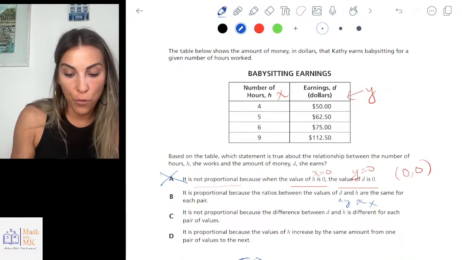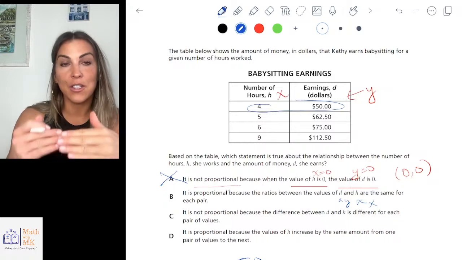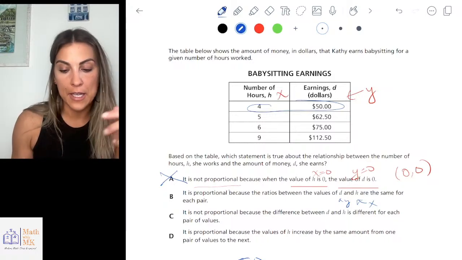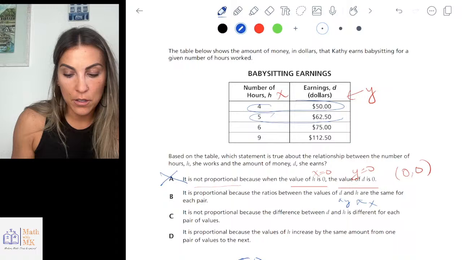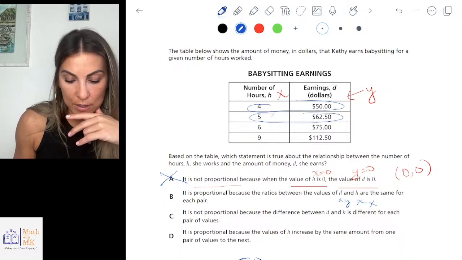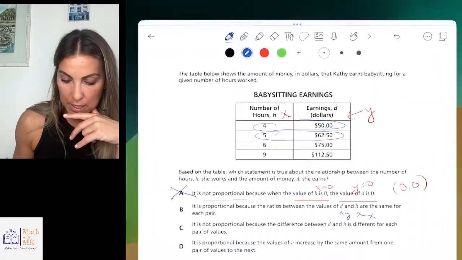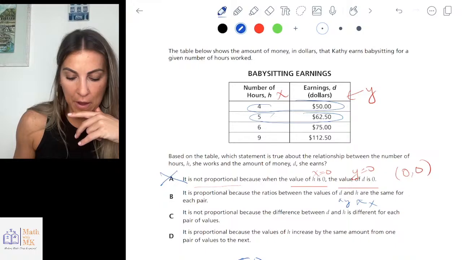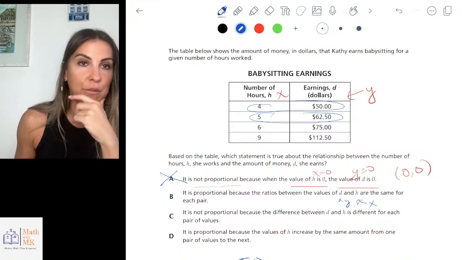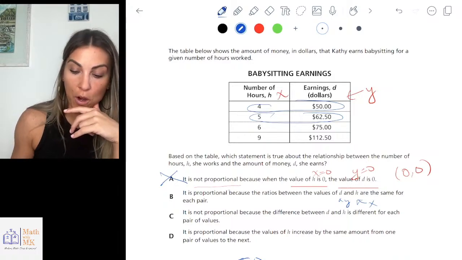So for 50 over 4, my first ordered pair right here, I got 12.5. Let's check the other ordered pairs and see if we get the same thing. So my next relation is 5 and 62.50. So again, it's Y over X, that order matters. 62.5 divided by 5. And if you guys divide that out, we're going to get 12.5. So far, we're on the right track.